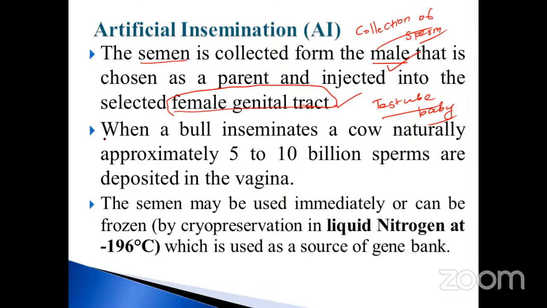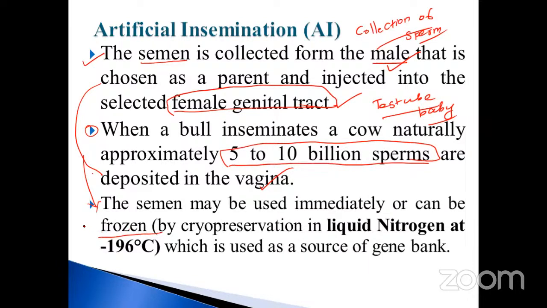Then what happened here? Just see it. This is the first point. And second, when a bull inseminates a cow naturally, approximately 5 to 10 billion sperm are deposited in the female reproductive tract. Normally, how many sperms are ejaculated at the time of coitus? 5 to 10 billion. Don't forget, my dear. These two are interconnected. The semen may be used immediately or can be frozen.